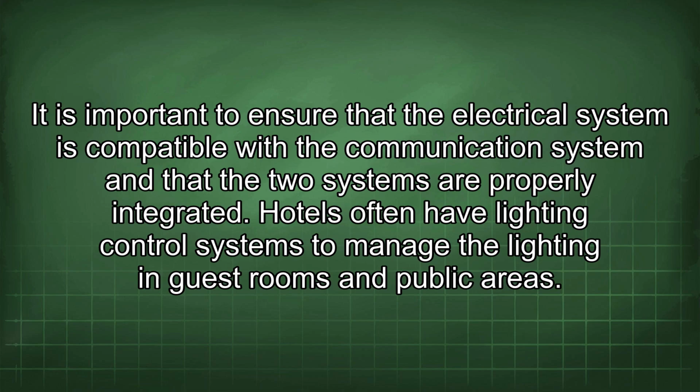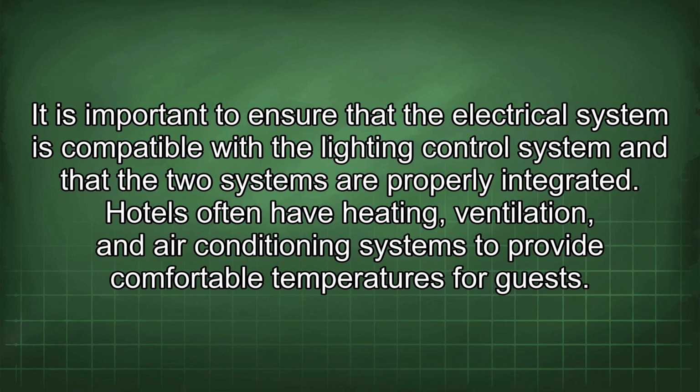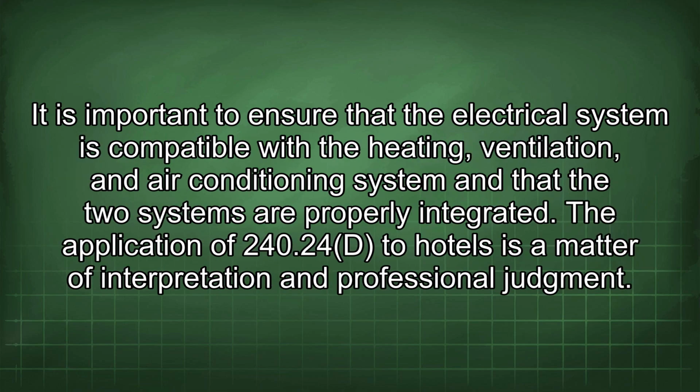Hotels often have lighting control systems to manage the lighting in guest rooms and public areas. It is important to ensure that the electrical system is compatible with the lighting control system and that the two systems are properly integrated. Hotels often have heating, ventilation, and air conditioning systems to provide comfortable temperatures for guests. It is important to ensure that the electrical system is compatible with the heating, ventilation, and air conditioning system and that the two systems are properly integrated.